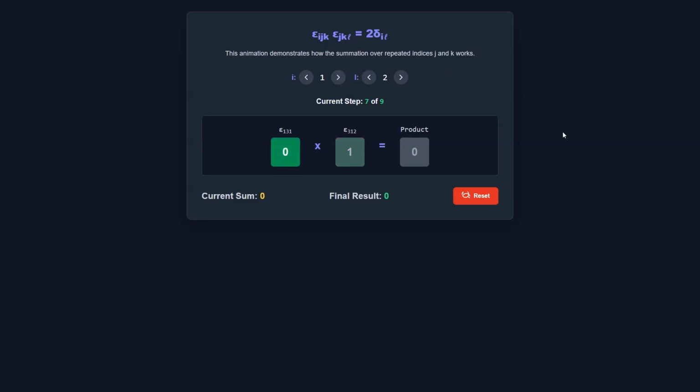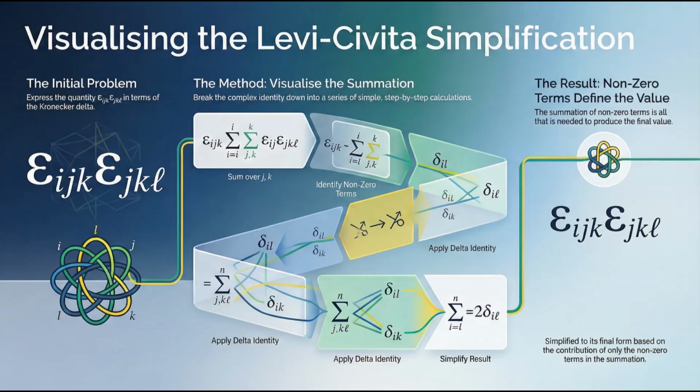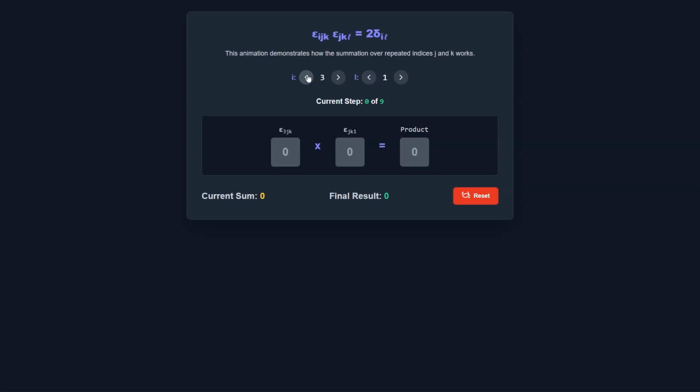All right, let's dive into the takeaways. First up, the main task. The source is laser-focused on one specific problem: how to simplify the product of two Levi-Civita symbols when they share a couple of indices. And trust me, that's a situation that pops up all the time in vector analysis.